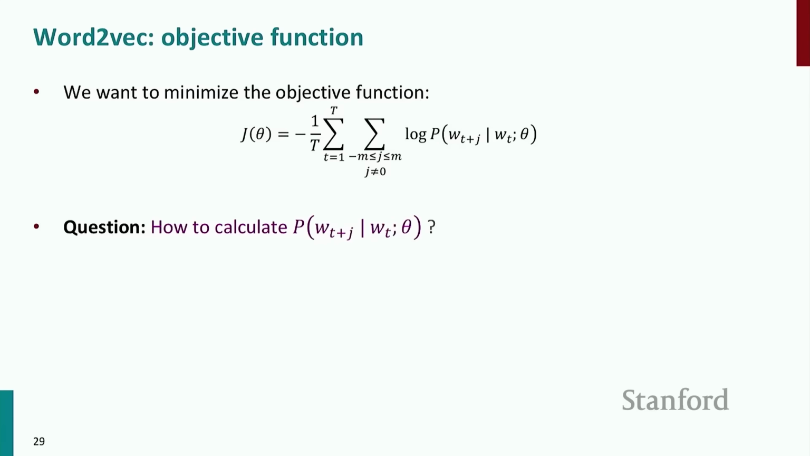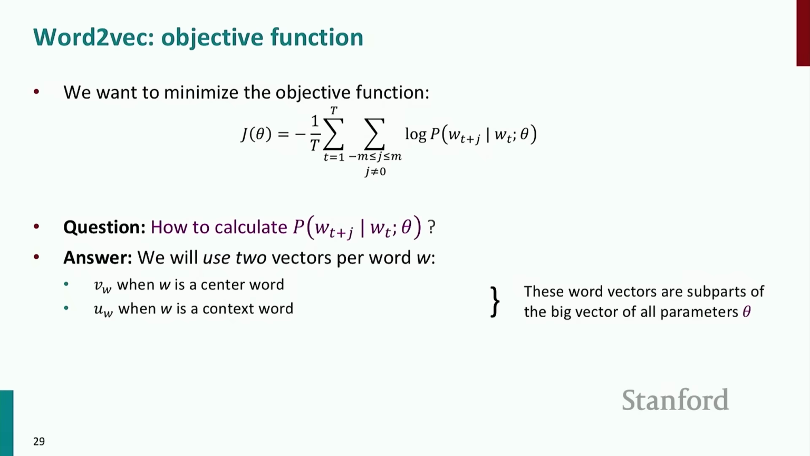Okay. We're almost there. That's what we want to do. We've got a couple more tricks that we want to get through. The next one is, well, I've said we want to maximize this probability. How do we maximize this probability? What is this probability? We haven't defined how we're going to calculate this probability. And this is where the word vectors come in.